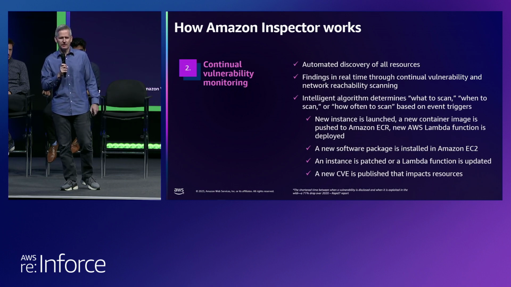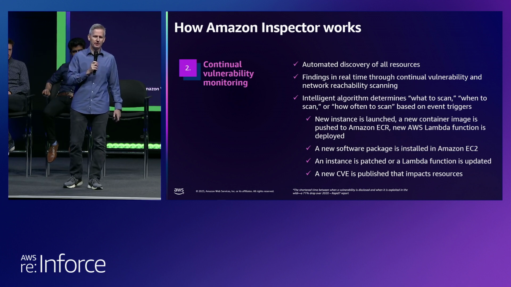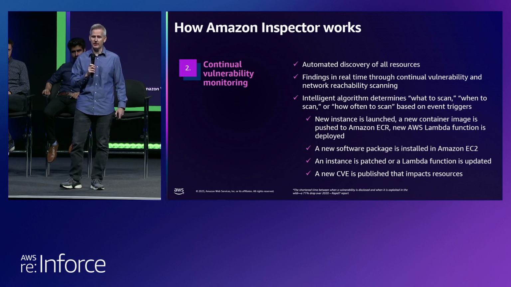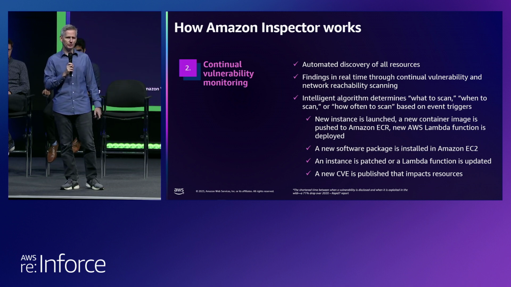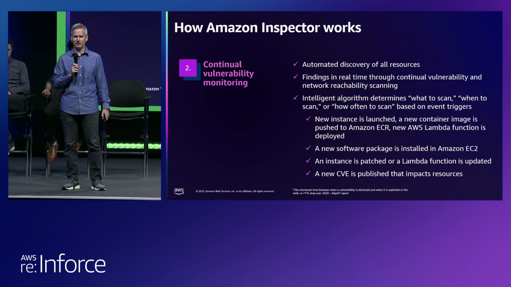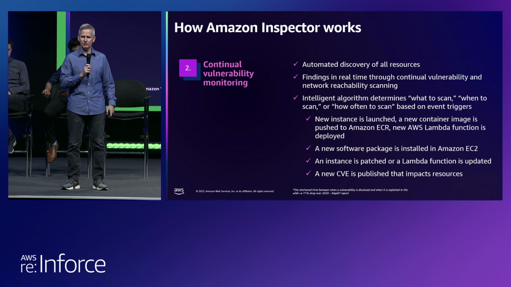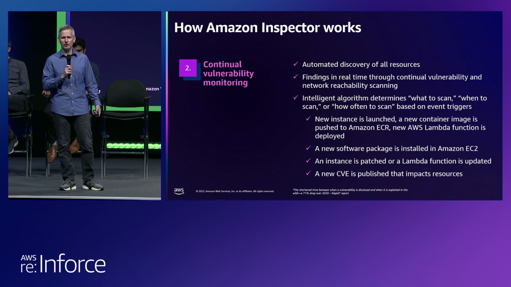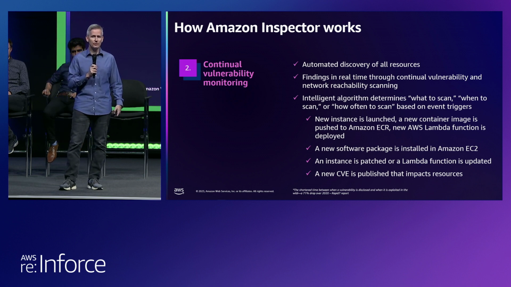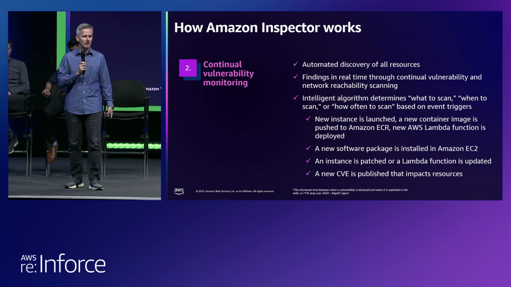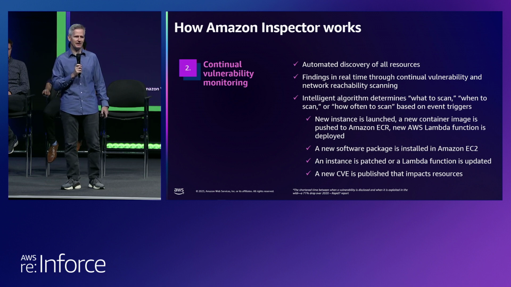Second pillar, continual vulnerability monitoring. So once you enable Inspector, Inspector goes through a phase where it will discover all of your resources automatically. So in the case of EC2, we find all your EC2 instances. In the case of Lambda functions, we find your Lambda functions. In the case of container images, we find all your container images. And we do an assessment of all those. And once we get that baseline, we then intelligently track those resources and rescan them automatically for you.